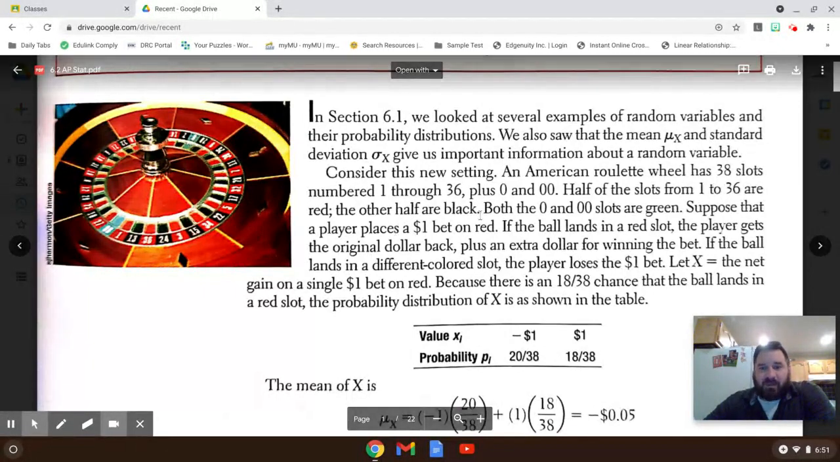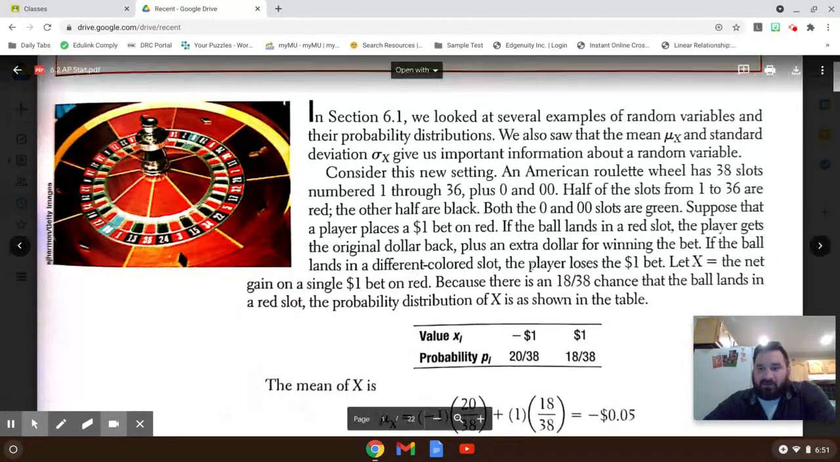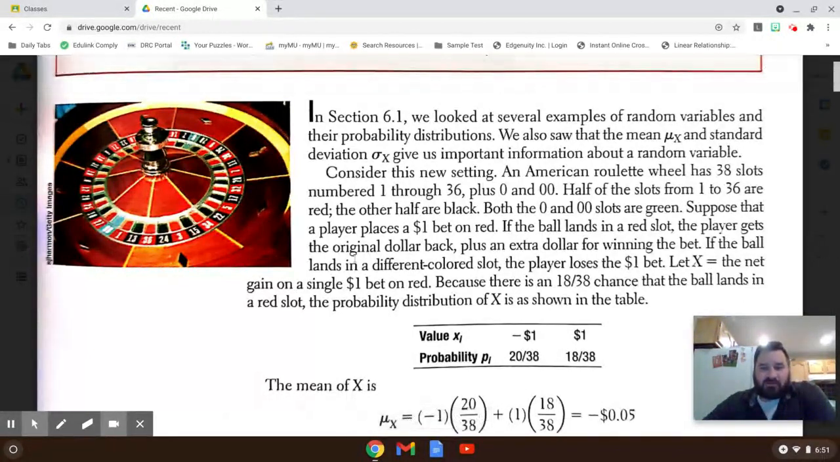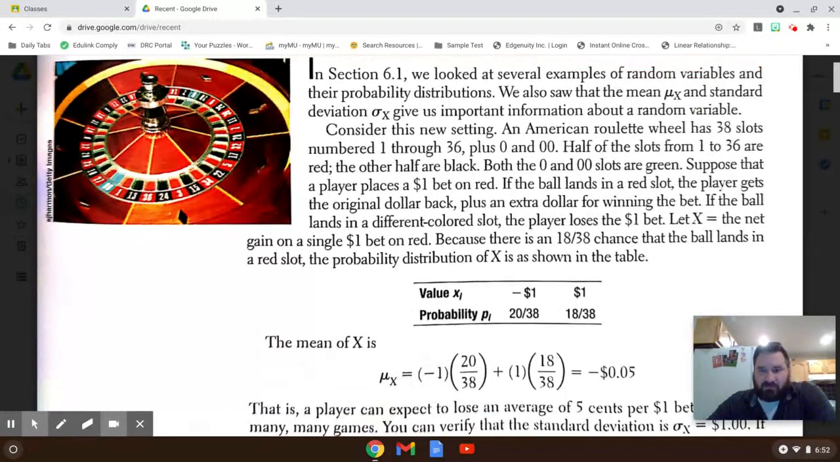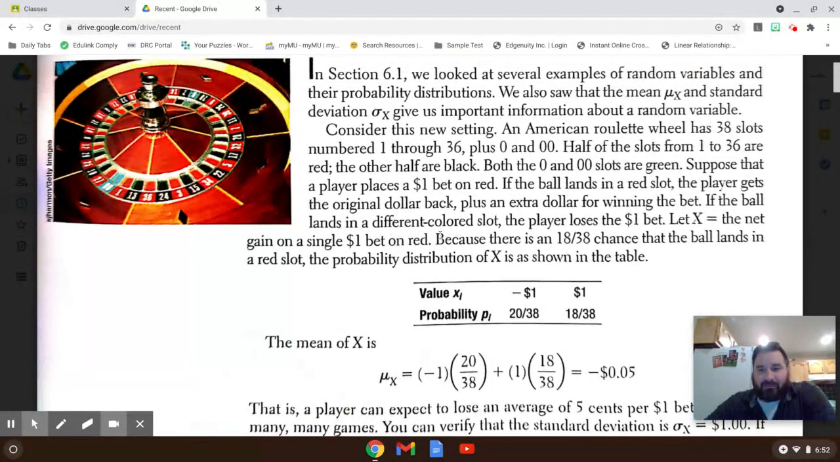Suppose that a player places a dollar bet on red. If the ball lands in a red slot, the player gets their dollar back plus an extra dollar for winning the bet. If the ball lands in a different color, so the black or the green, the player loses a dollar. Let X be a random variable, the net gain on a single dollar bet on red. And this would actually be the same if you were to bet on black because there's the same amount.